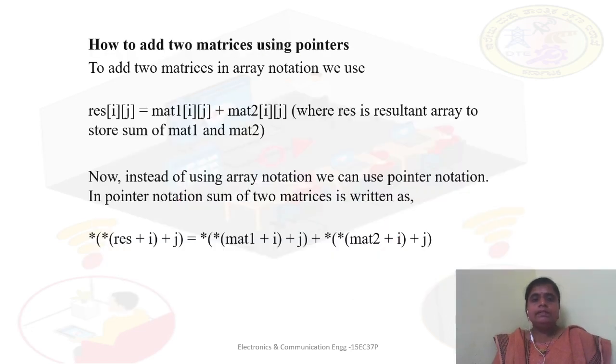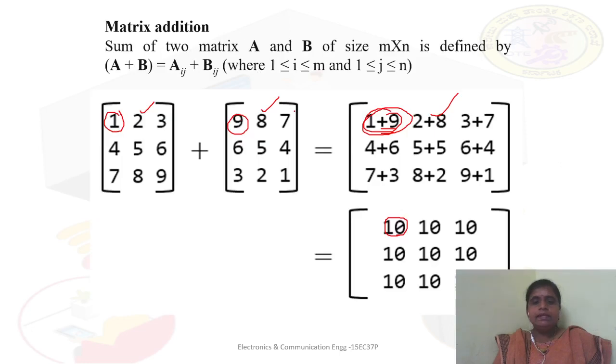So how to add? See, the resultant of i and j, it is all the same subscripts we are having: i, i, i, j, j, j. That is nothing but you are going to point to that particular location itself. Either it can be 0, 0, 0, 0, 0, 0. For the next element, it will be 0, 1, 0, 1, 0, 1. As we are seeing here, what is at the position 0, 0? 9 is also at the position 0, 0. The resultant is also at the position 0, 0.